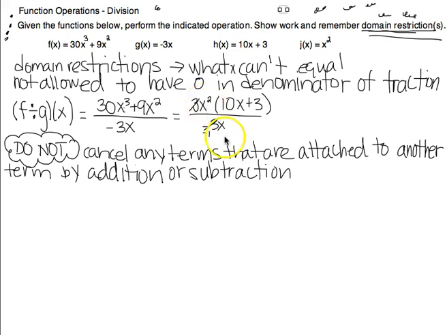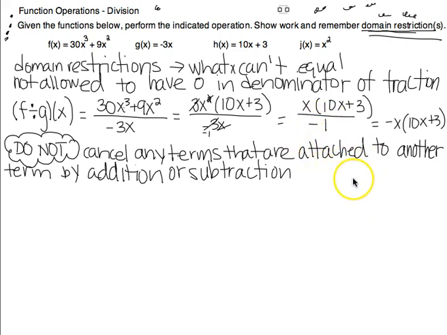I've got an x squared here and an x there, so that means that one of these x's cancels and goes away. So I just end up with x times 10x plus 3 here. And in the bottom, all I have is negative 1, which means simplest form would just be this guy. Now, I picked this one on purpose because our denominator actually kind of went away when we simplified.